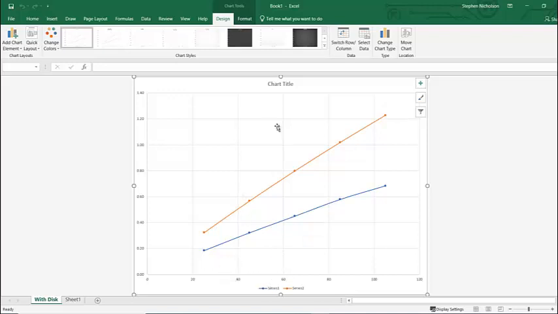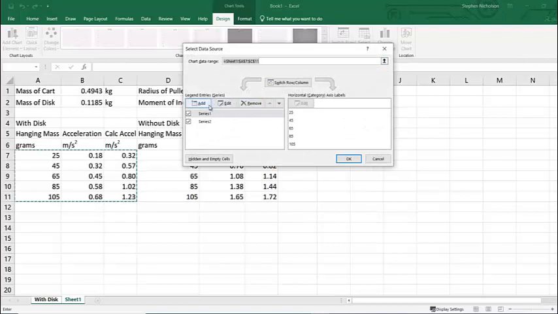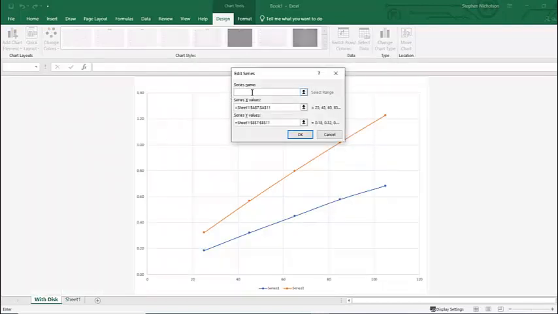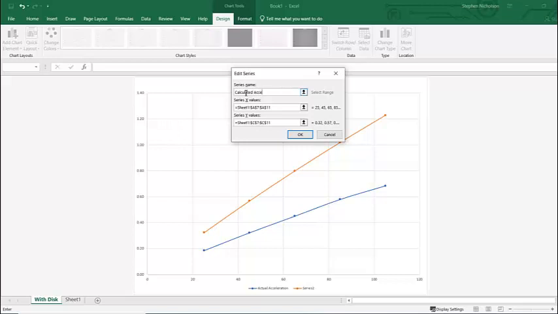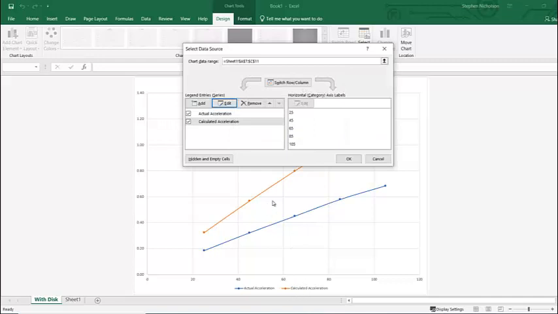And let's get some names on here. So one will be theoretical, one will be actual. So we're going to select data. We'll edit, and we'll call series 1, this would be actual acceleration. Say OK. Pick the second series, edit that one, call that the calculated acceleration. That way the legend is correct.